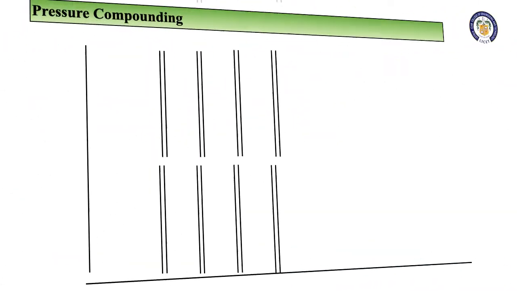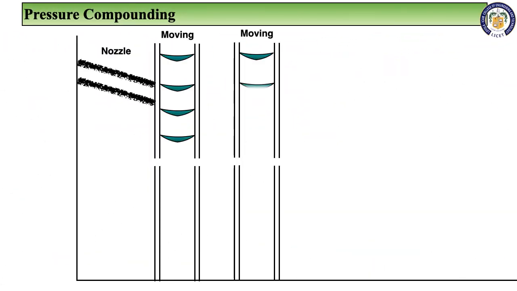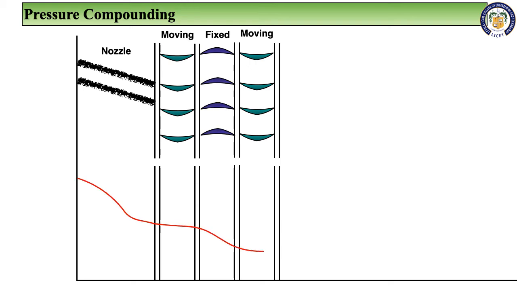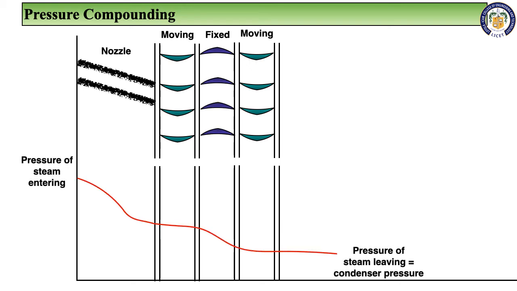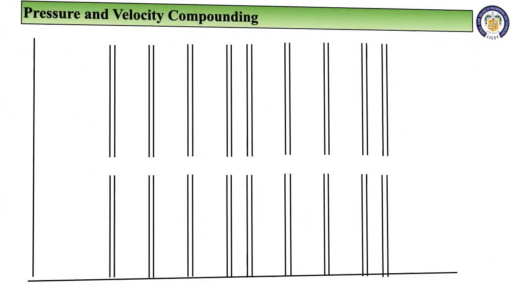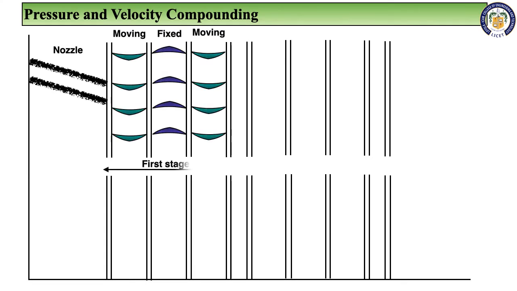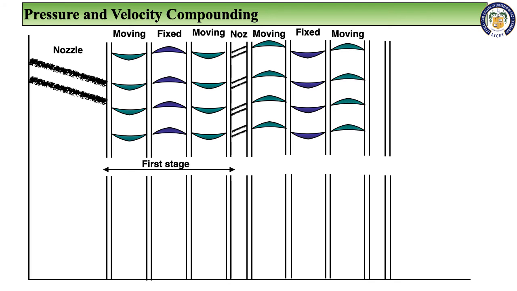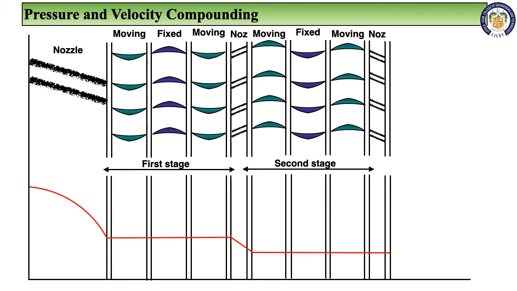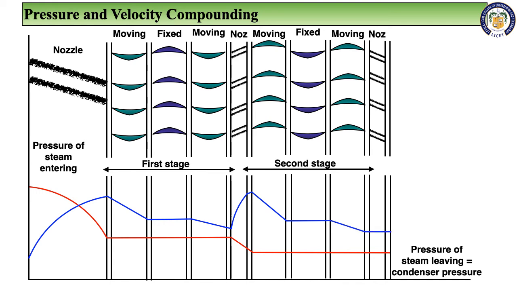Again, in the pressure compounding turbine, you have fixed blades. So it is not constant, we have your velocity constant at the end of the turbine. Okay, so this is pressure constant, and pressure-velocity both together. At the first stage, we have the velocity as constant, and the second stage also it will be constant. Okay, like this. So this is your pressure and velocity compounding.